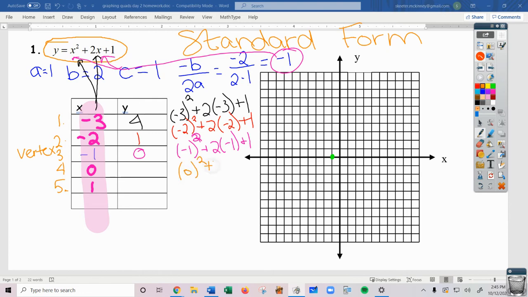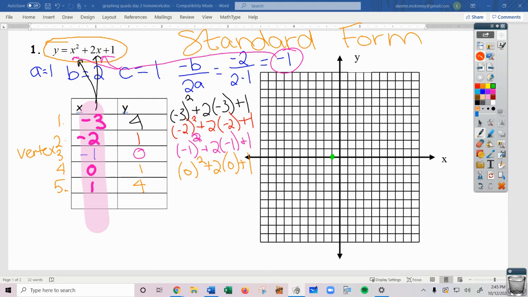0 squared plus 2 times 0 plus 1. What value do we get out? We get out 1. And then finally, plug in 1. What value do we get out when we plug in 1? We should have got out 4.